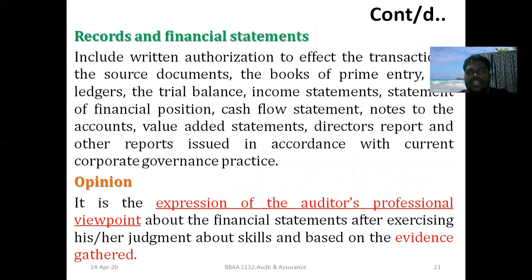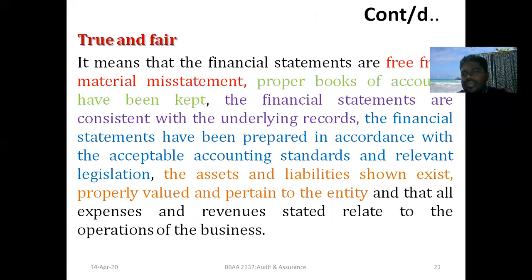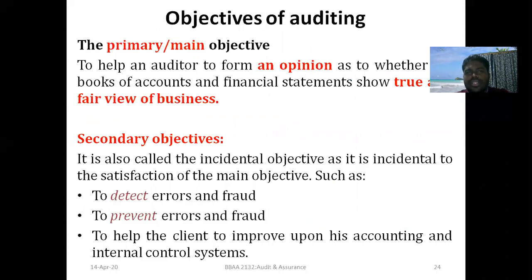Then we moved to the definition of auditing, where we clearly explained a number of key terms. Then we discussed the objectives of auditing. Please remember, the primary objective of auditing is to provide an opinion on whether the books of accounts, meaning the financial statements and other documents, show a true and fair view of the business. That's the prime objective of auditing. As well, we discussed some secondary or incidental objectives. I hope you remember.